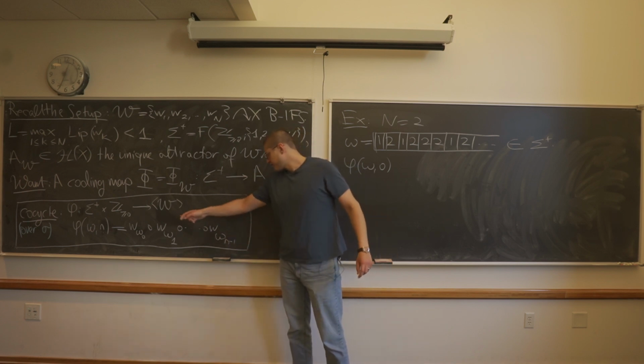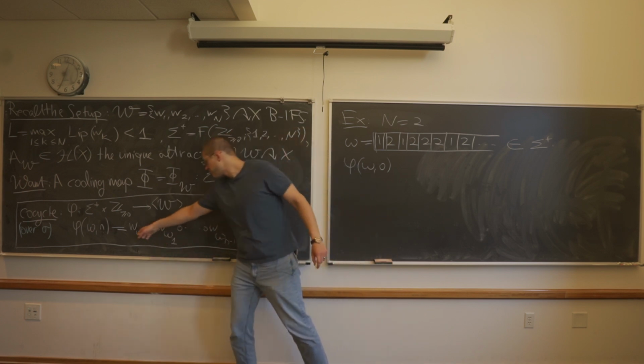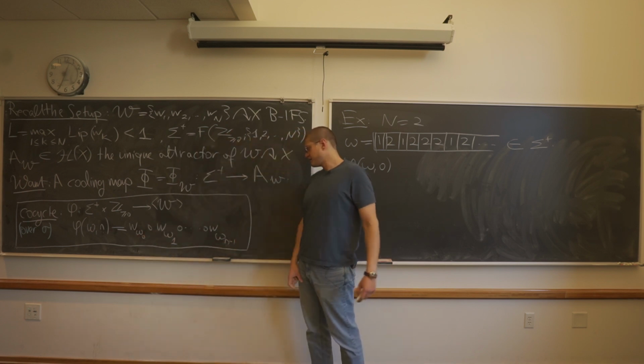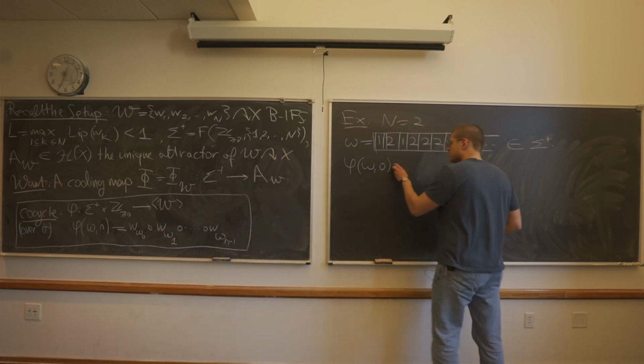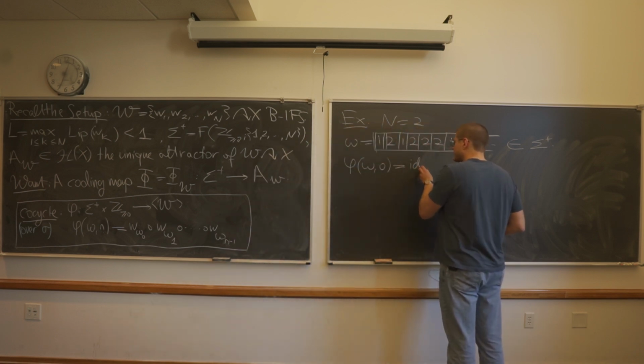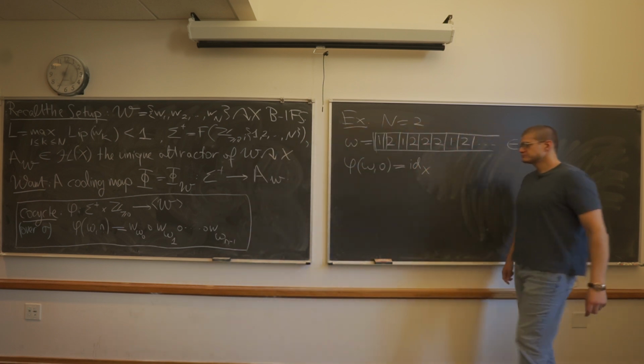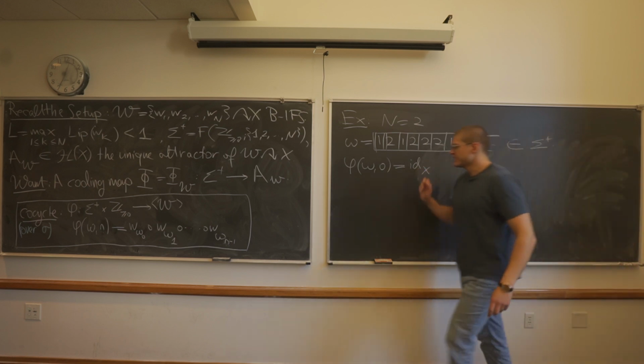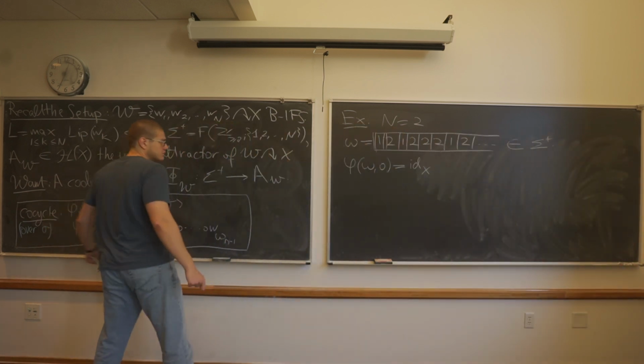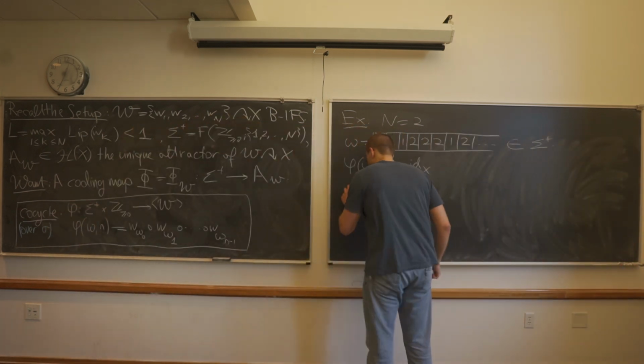So what does it mean to take compositions from 0 to -1? It just means there is nothing there. So you just need to take this as the identity transformation. The identity transformation is certainly in the monoid generated by W. What is phi of omega comma 1?